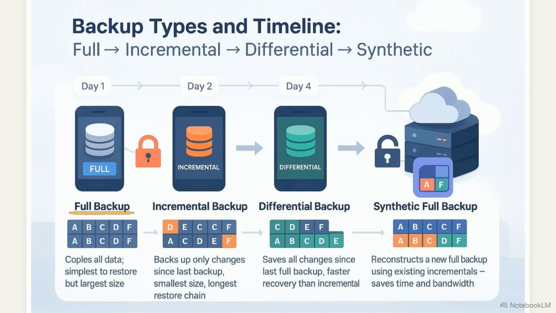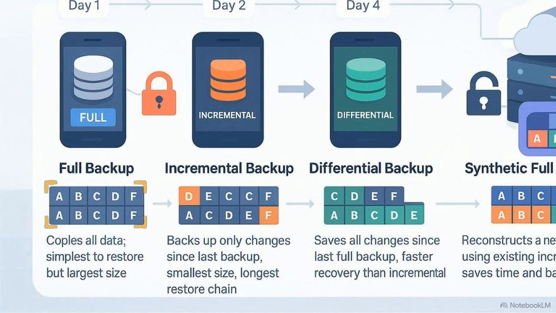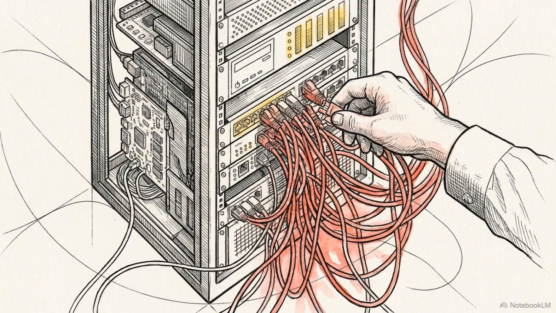We start with the baseline, the full backup. As the name implies, it copies every single piece of data. This is the simplest method, but demands the largest storage capacity. To solve that, we introduce the incremental backup. It captures only the specific data blocks changed since the last backup. This creates the smallest daily footprint and runs fastest, but creates the longest, riskiest recovery chain. While the incremental approach solves our daily storage constraints, it sacrifices critical recovery speed when a disaster strikes.